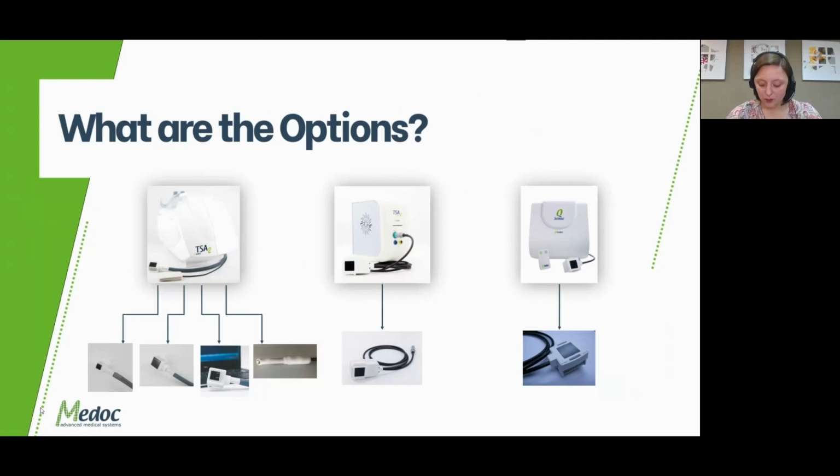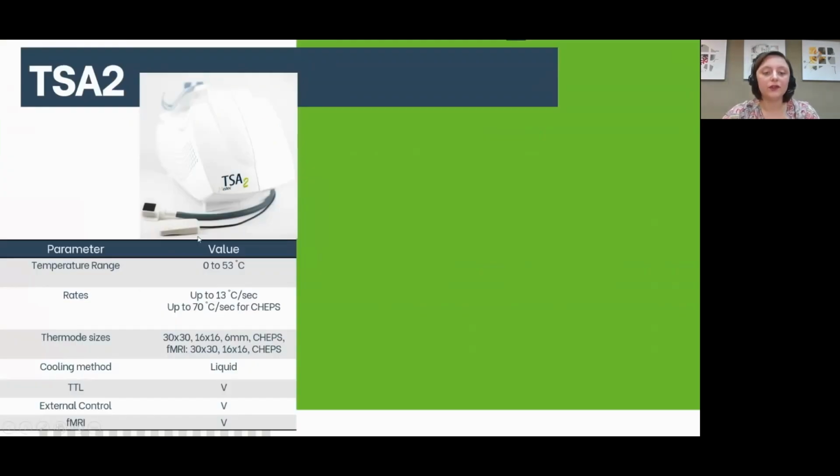So now we are back to our options, and we can see the TSA2 left with all its possible configurations. The TSA2 is a know-it-all and have-it-all device. It has the full temperature range. You can go from 0 to 53 degrees. It has fast rates, very fast for a non-Qsens thermode. For example, for 30 by 30, you can go as fast as 13 degrees per second. And for Qsens, which we'll discuss in a few slides, you can even go as fast as 70 degrees per second.